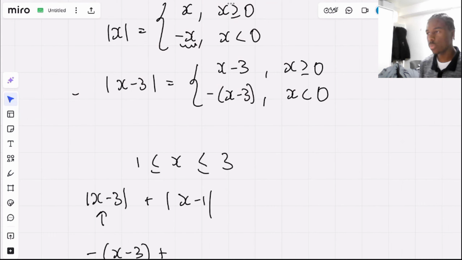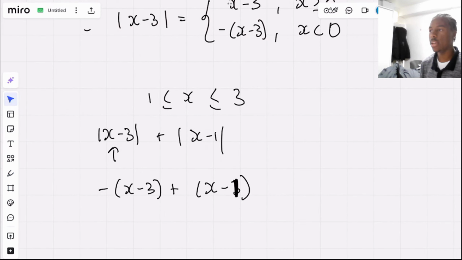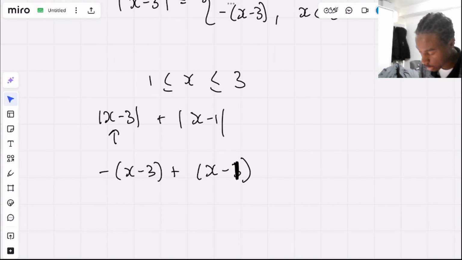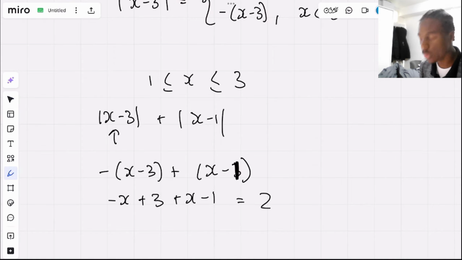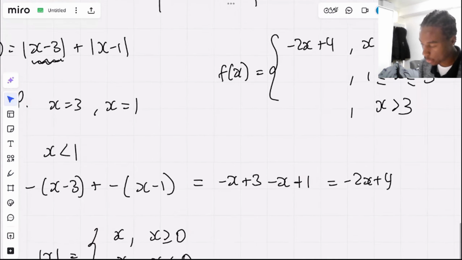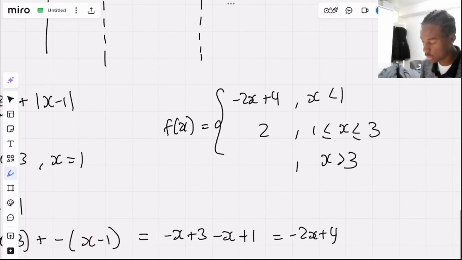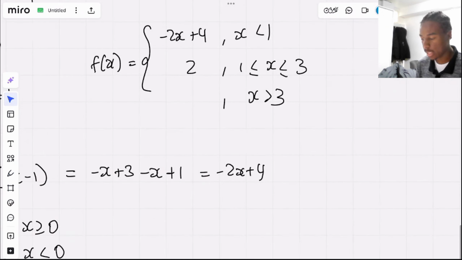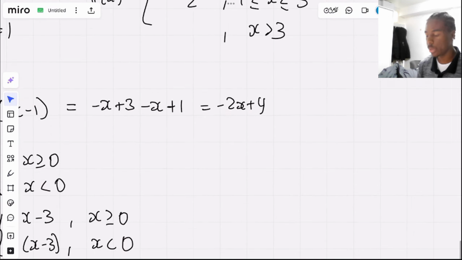But x minus 1 within this range is always positive. So we're going to keep, oh sorry, that should be a 1, keep the sign of the inside. So we're going to have minus x plus 3 plus x minus 1. So that's going to give us 2. It's going to be constant. So if we go back up to our piecewise function, we have f of x is 2 for x between 1 and 3.